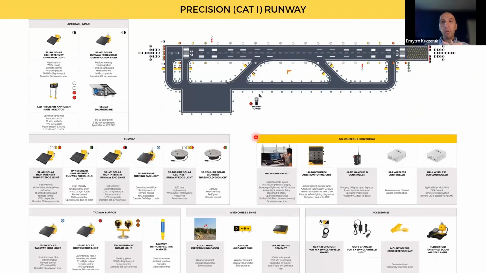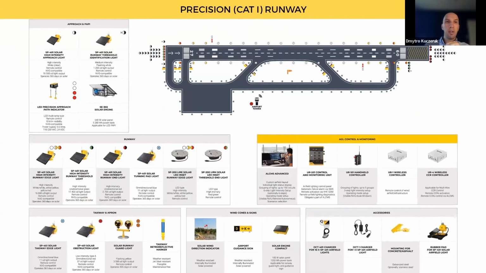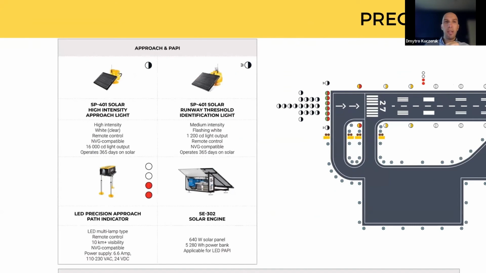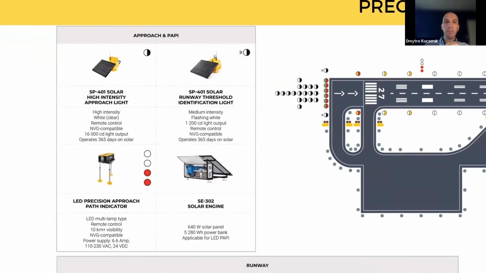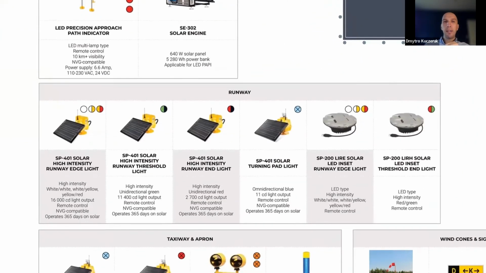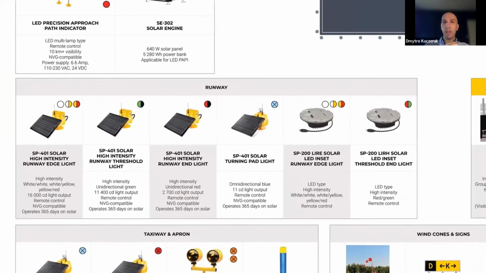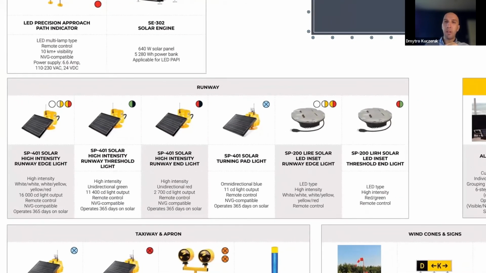Portfolio. We today provide two types of systems in general. One fits the requirements of precision Cat 1 runways, where we are talking about a complete portfolio of approach lighting system, and we use solar engines to power our PAPI. Runway lights, including elevated and inset. For those who wonder, we can power inset lights with a solar engine as well.